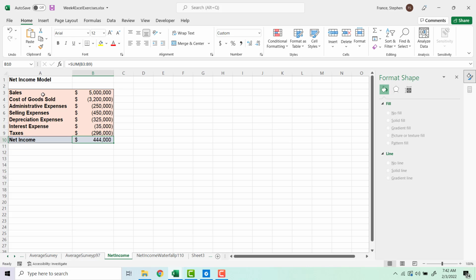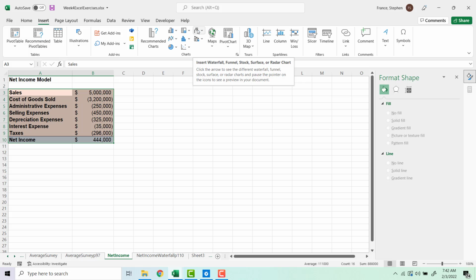So we would start off with our profit at 5 million, and then various things would be subtracted until we get the net income. Now, this can be visualized using a waterfall model. So let's select this, and let's go to insert.